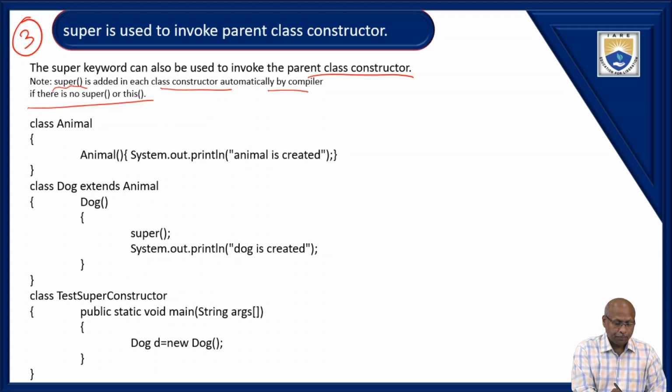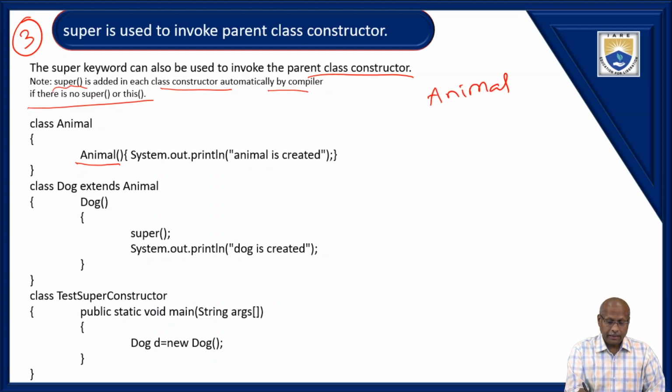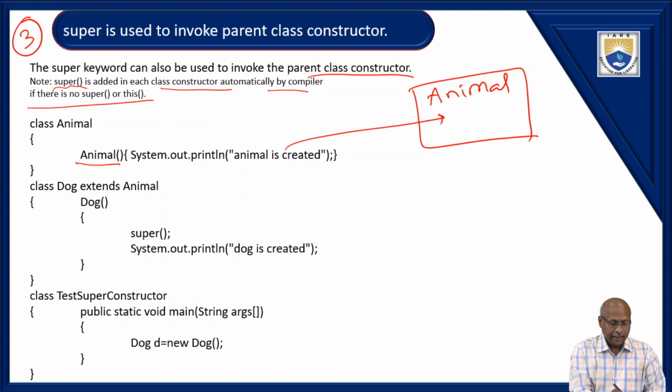Now observe here, Animal is my class. In the Animal class, I have a constructor. In the constructor, what is printed? Animal created. This statement is printed here. Right? And there is a class called Dog. So Dog is what?